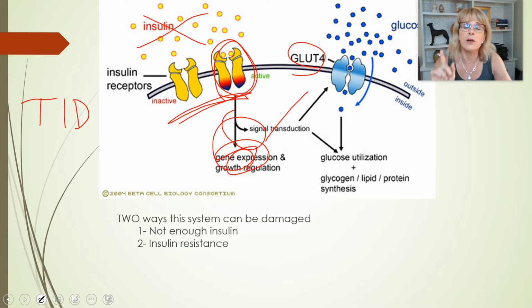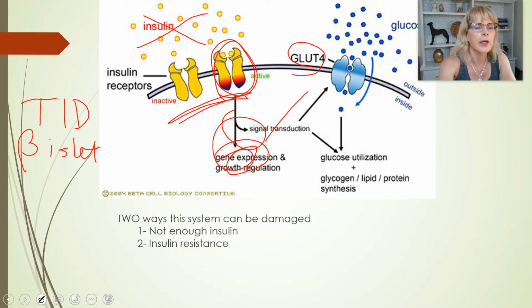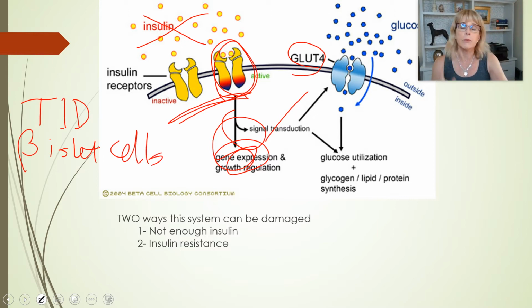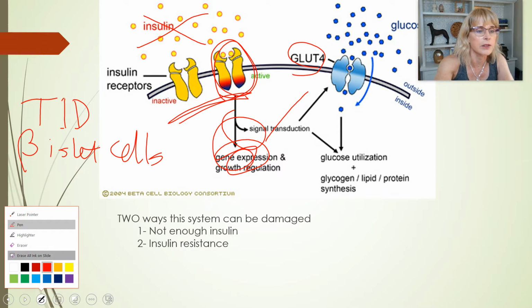And why is there not enough insulin with type 1 diabetes? Because insulin is made by beta islet cells. And in type 1 diabetes, that's supposed to be a 1, in type 1 diabetes, the beta islet cells are being destroyed by that patient's own immune system. And if those cells aren't there, they can't make insulin and you don't have enough insulin. Okay? So that's type 1 diabetes.